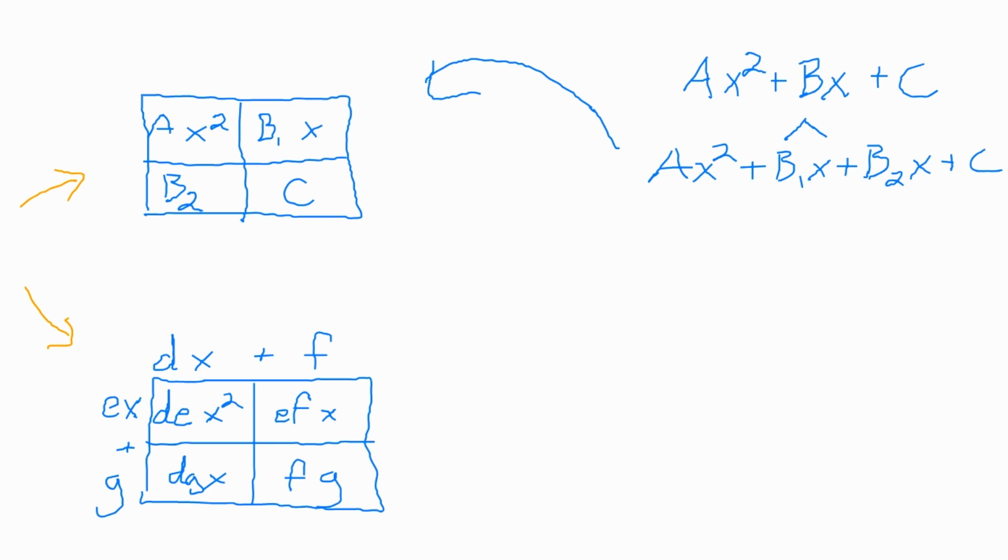So here's my question. Aren't they the same thing? Josh? Yeah. So here's my question. If I went back over here to my symbols, couldn't I write this as D times E times X squared? And I could write this one as E times F times X, and this one as D times G times X, and this one as F times G? Yep.